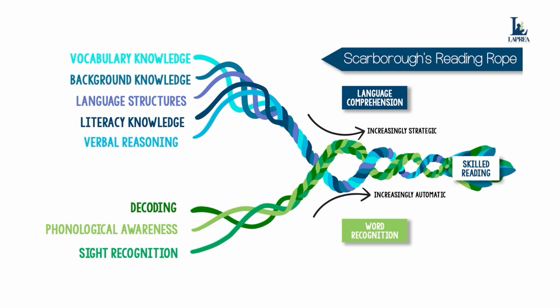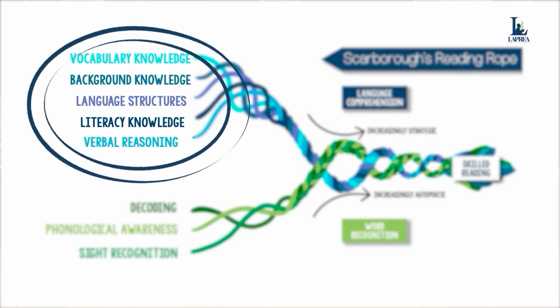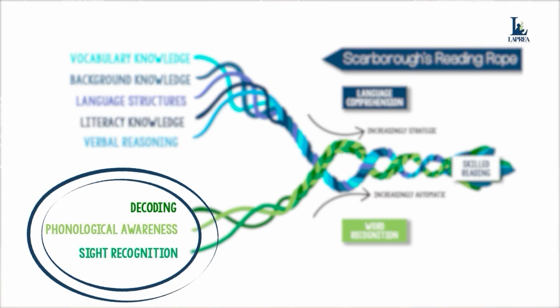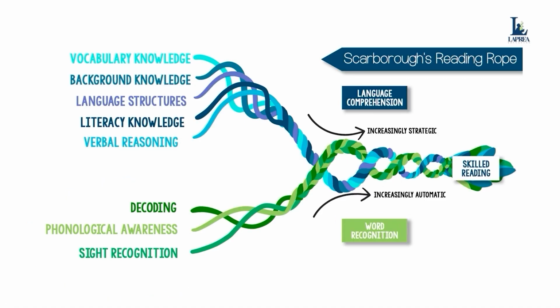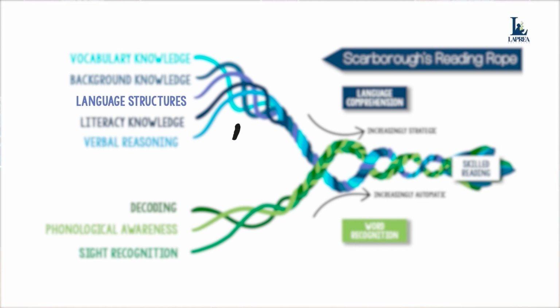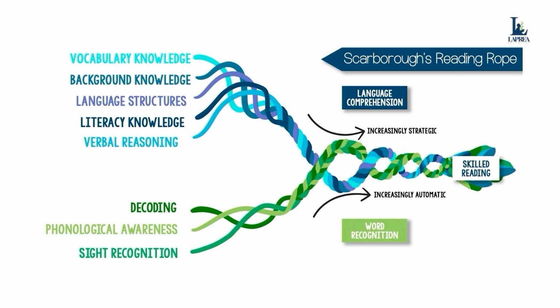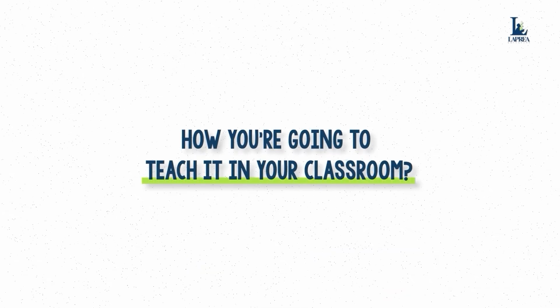So as you can see on the image on your screen, we've got Scarborough's reading rope. We've got the upper strands, which are your language comprehension strands, and the lower strands, which are your word recognition strands. Semantics and syntax live under the strand called language structures. So that's where you'll find semantics in the language comprehension strands of Scarborough's reading rope. Now that you know where it lives on Scarborough's rope and in language comprehension, we're going to jump in and talk a little bit about what semantics is and how you're going to actually teach it in your classroom.